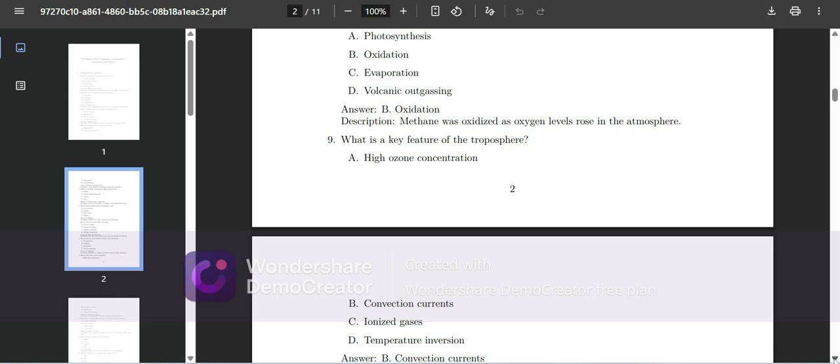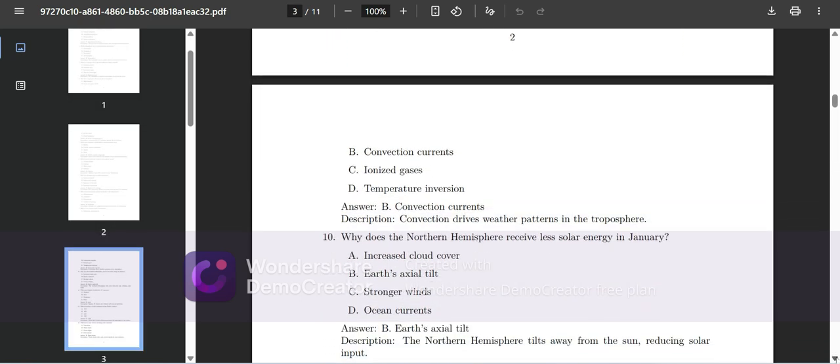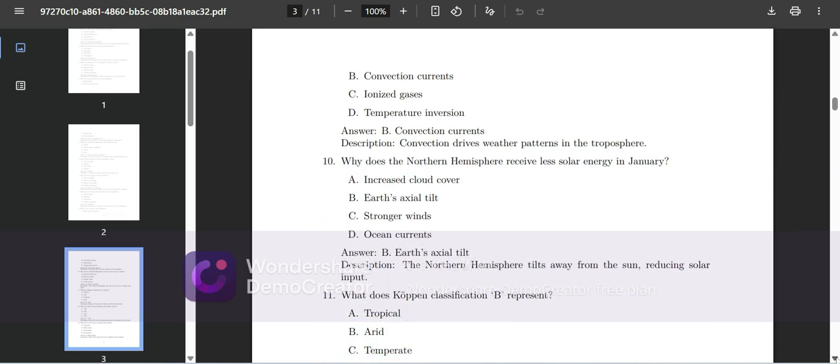What is a key feature of the troposphere? Convection currents. Convection drives weather patterns in the troposphere. Why does the northern hemisphere receive less solar energy in January? Earth's axial tilt. The northern hemisphere tilts away from the sun, reducing solar input.